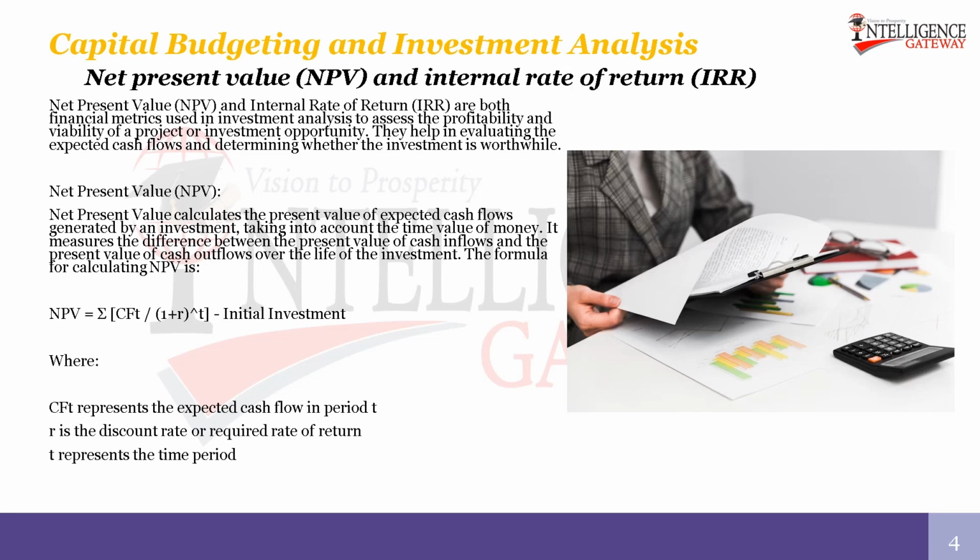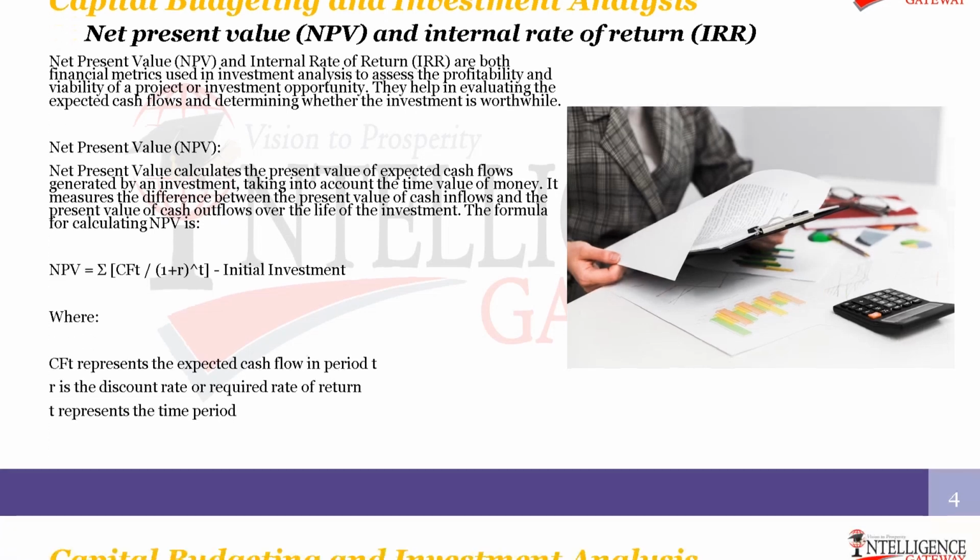The formula for calculating NPV is NPV equals sigma of CFt divided by (1 plus r) to the power t, minus the initial investment, where CFt represents the expected cash flow in period t, r is the discount rate or required rate of return, and t represents the time period.